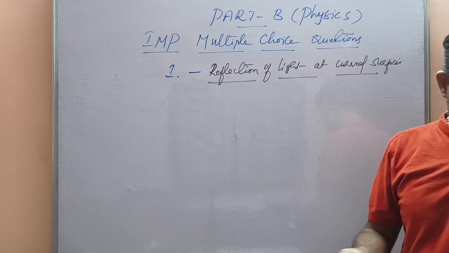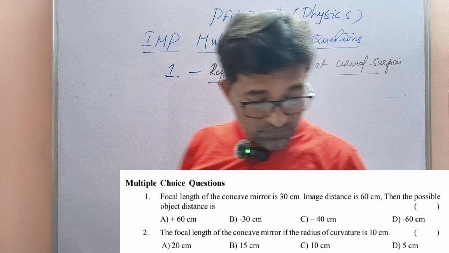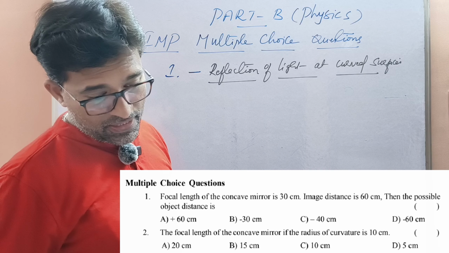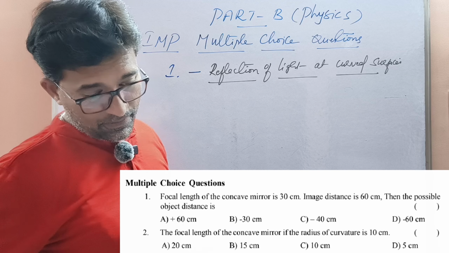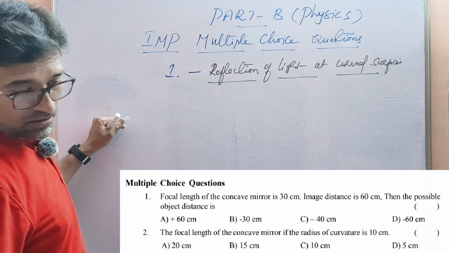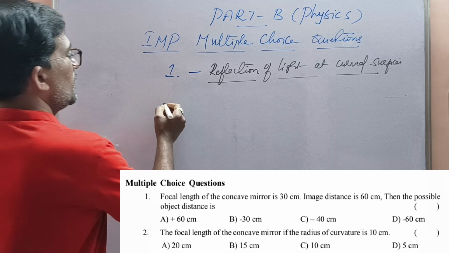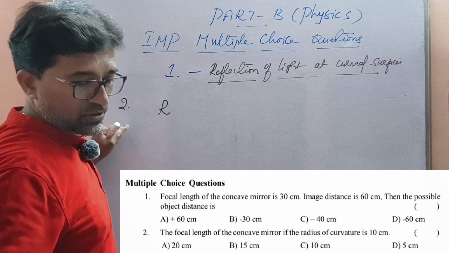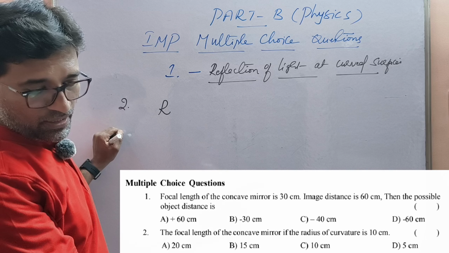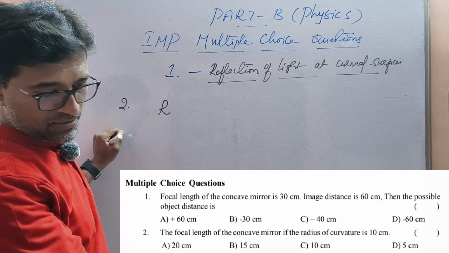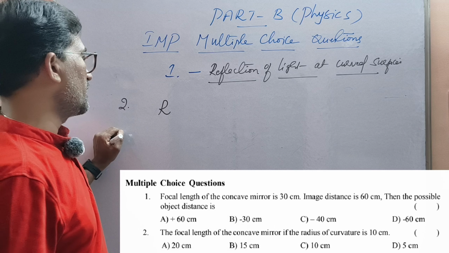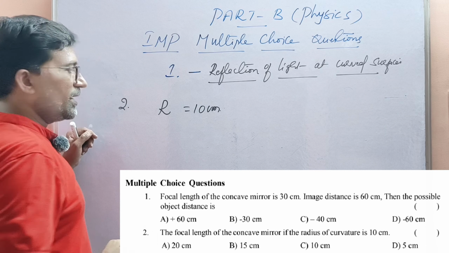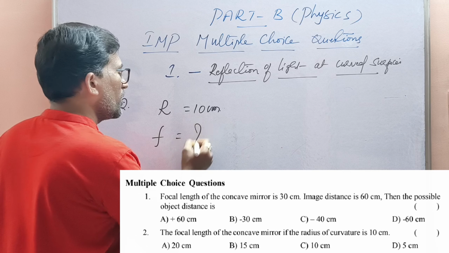Okay. Now, next question. The next question is, the focal length of the concave mirror if the radius of curvature is 10 centimeter. Second bit, multiple choice. The question is displayed on the screen. Radius of curvature given is 10 centimeter.